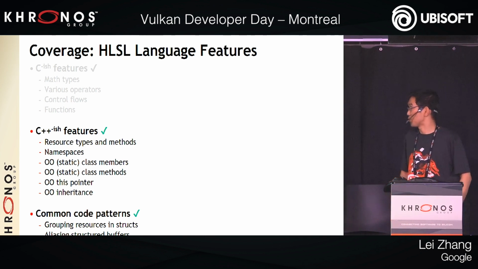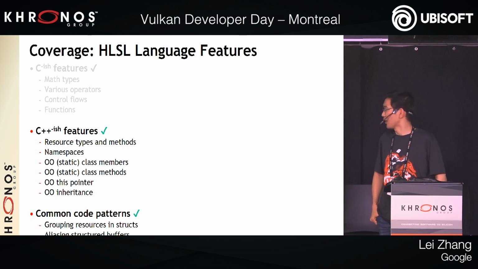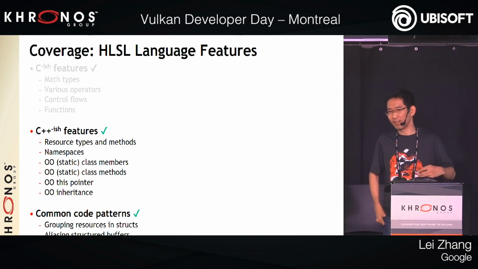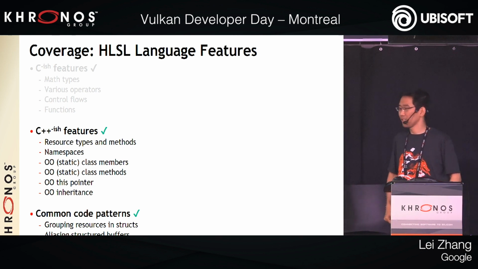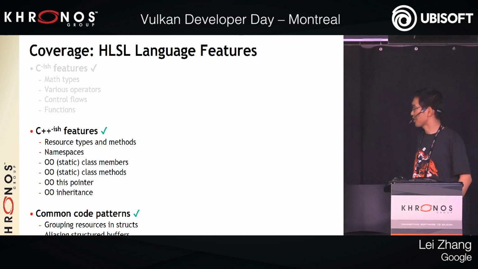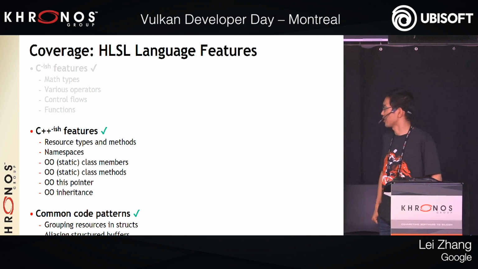Did you know that you can actually have a global variable inside a nested namespace that you still need to collect into the global C buffer? It is actually not that trivial to support namespaces, but we have it supported.